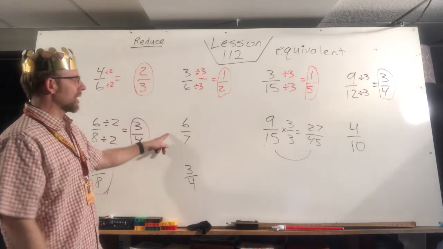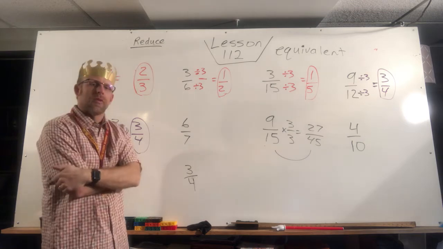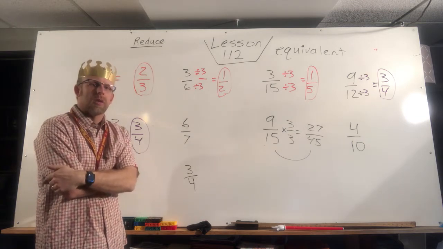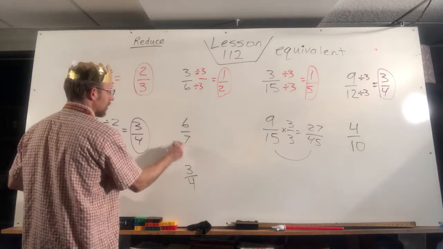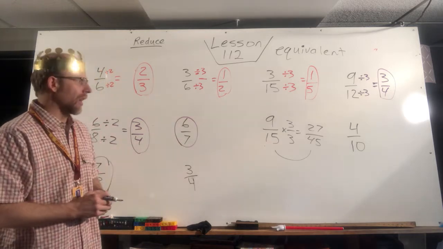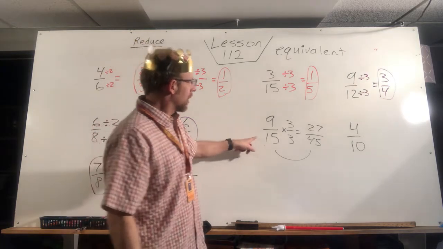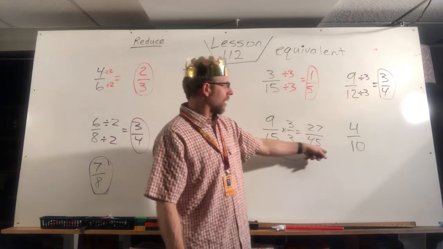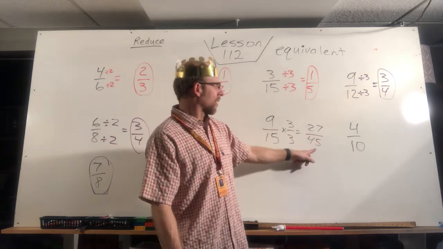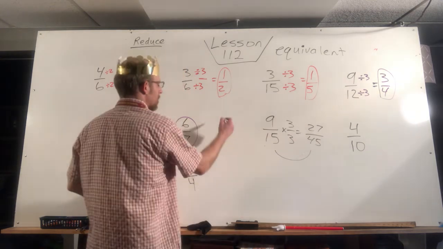Okay, 6/7. Oh, I see that 7. If you see a prime number, it's going to be as low as it can go because there's nothing that you can take out of it besides itself. So, done deal. You can't take anything out of that. Okay, we already did 9/15, and now we didn't reduce it though. We actually made it bigger. But could we make 27/45 back into 9/15? Let's try that.